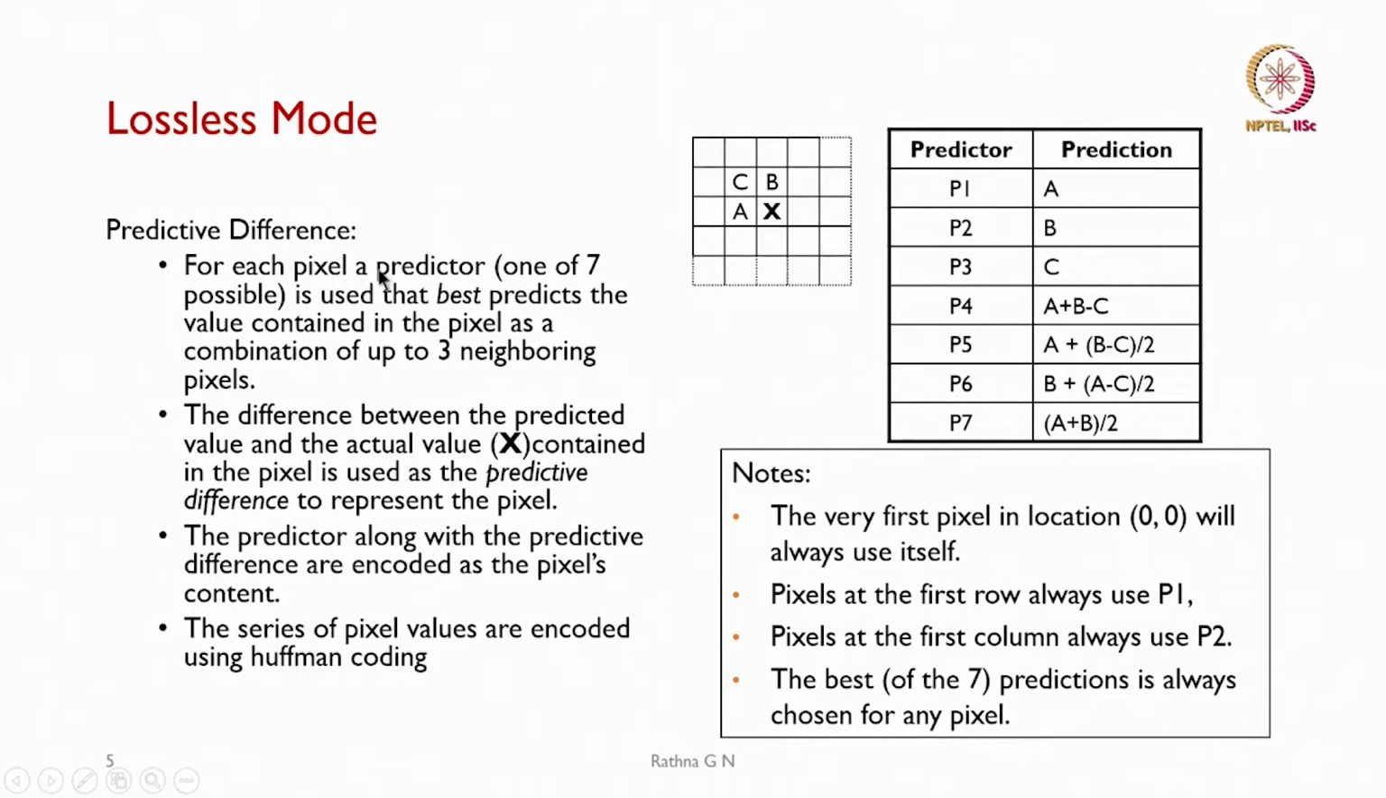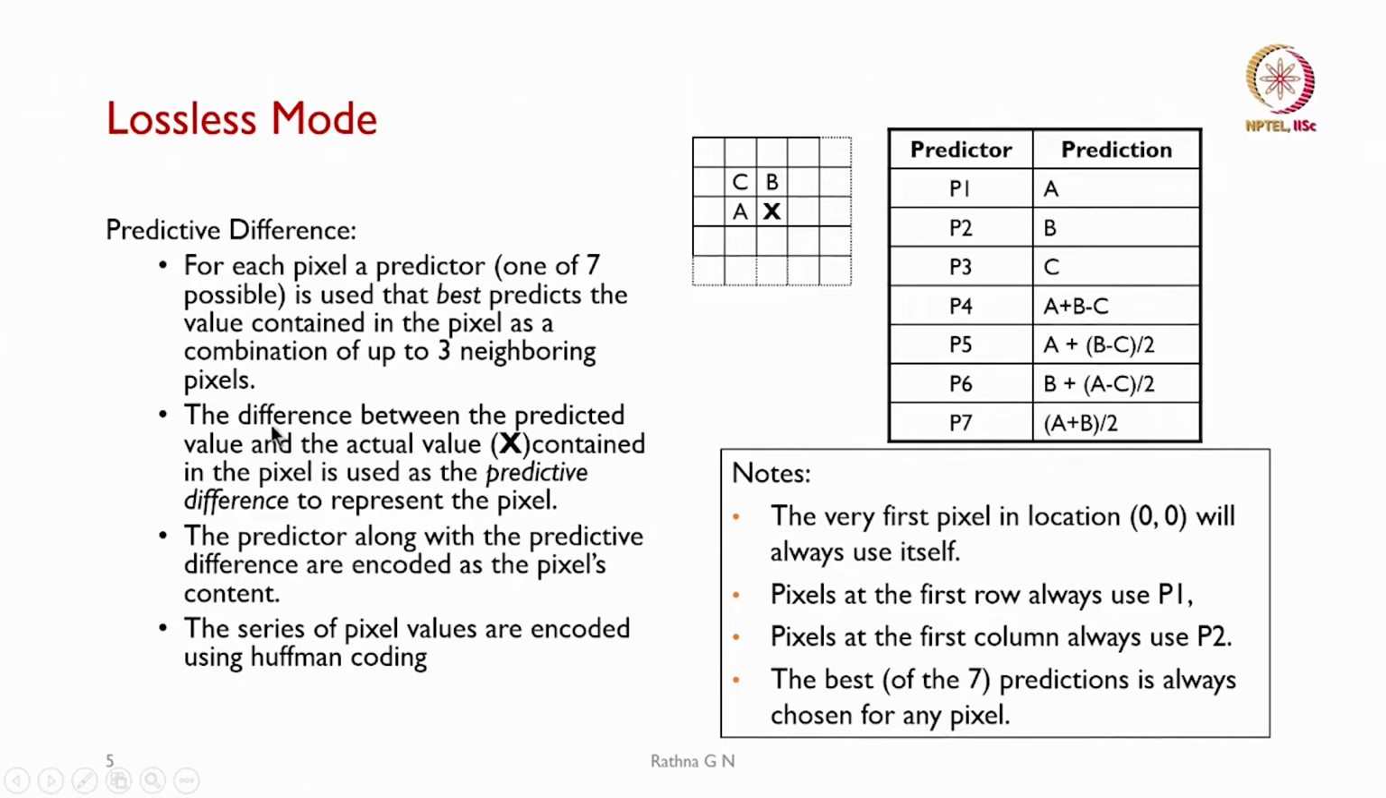For each pixel, one of the 7 predictors listed in the table is possible. The one used best predicts the value contained in the pixel as a combination of up to 3 neighboring pixels. As you see, this is the pixel, and the neighbors can be A, B and C. The predictor with respect to that: in P1 only A is selected, P2 is B and P3 is C, and the other combinations, P4 to P7, use A, B and C.